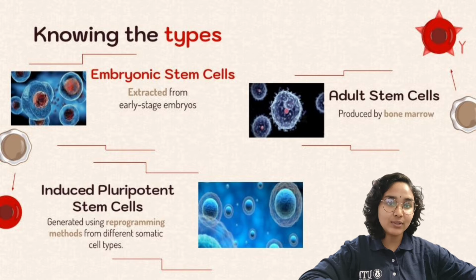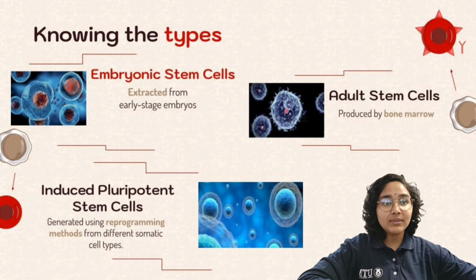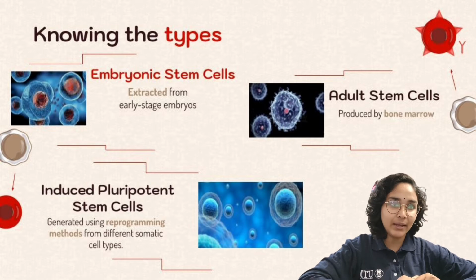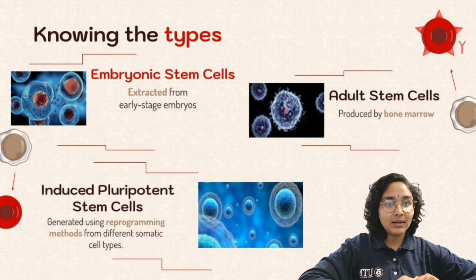Adult stem cells are produced by bone marrow, an adult tissue which is a spongy substance found in the center of the bones. And finally, induced pluripotent stem cells are a type of pluripotent stem cell that has been generated using reprogramming methods from different somatic cell types. They have been reprogrammed to an embryonic stem cell-like state through the induction of genes and other stimuli. This finding became revolutionary as this method prevents putting the fetus life in danger.